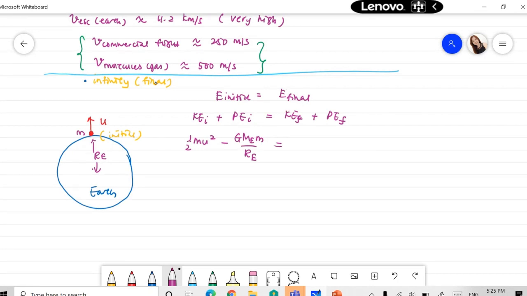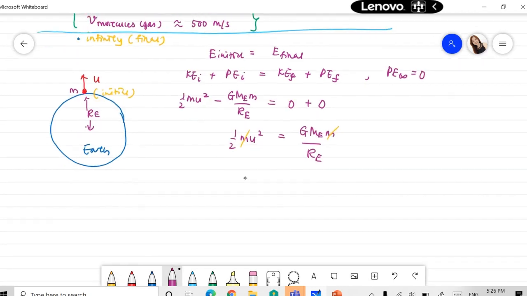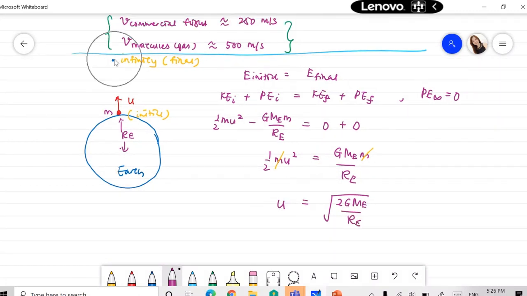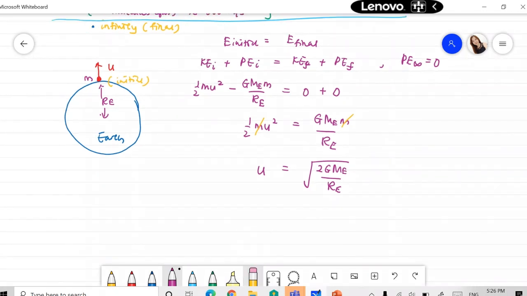And at the final point, which is at infinity, when you reach the final point, this is the so-called maximum height. So the kinetic energy is equal to 0. We also assume that potential energy at infinity is equal to 0. Therefore, potential energy final is also 0 because this final point is at infinity. And therefore, half mu squared is equal to GMe m divided by Re. The m can be cancelled off. So eventually you will get u equal to the square root of 2GMe over Re. This u is able to reach infinity and never return back, so we call this u the escape velocity, or escape speed.